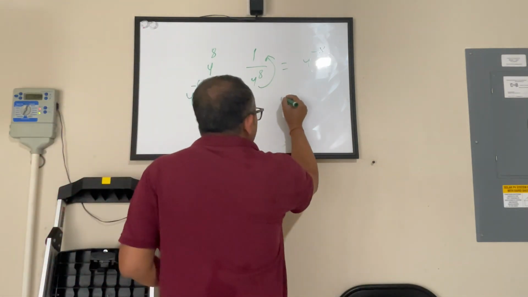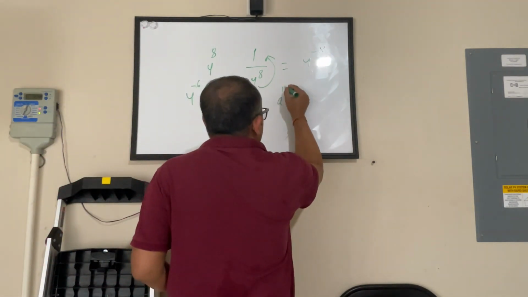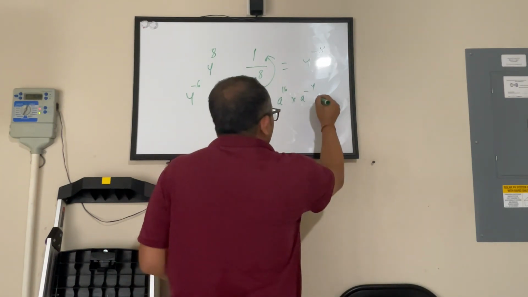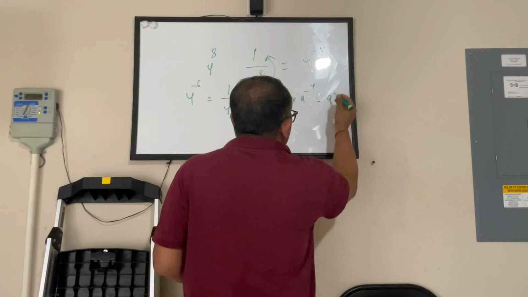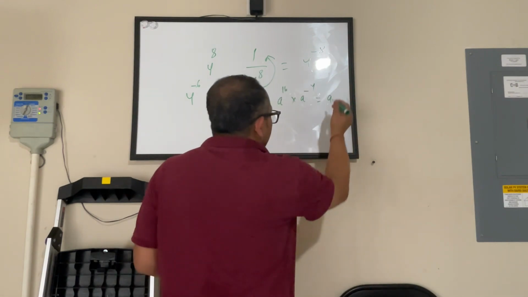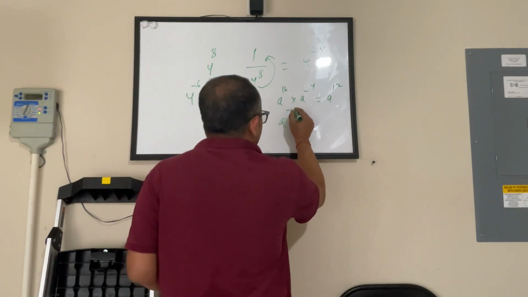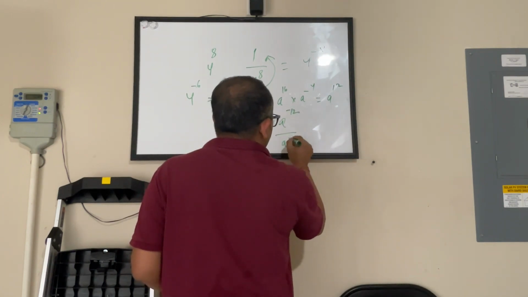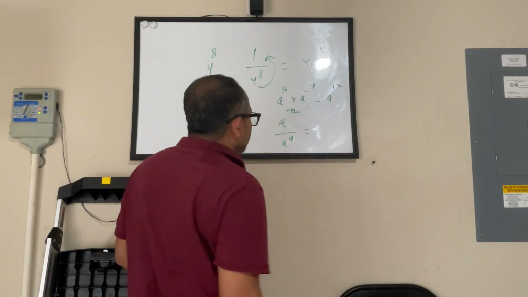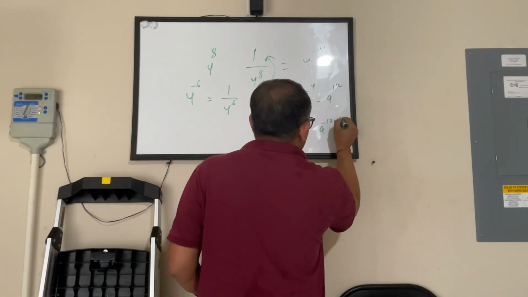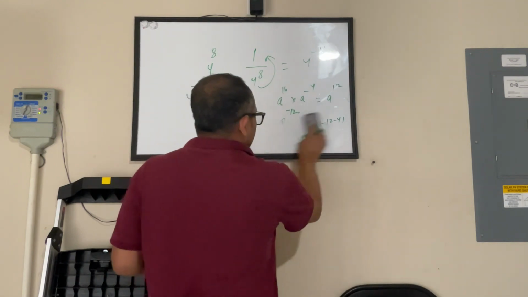I have a to the power 16 into a to the power minus 4. I'm just adding them: 16 plus minus 4 is 12. Then minus 12 divided by a to the power 4, this also becomes minus, so it becomes a to the power minus 12 minus 4.